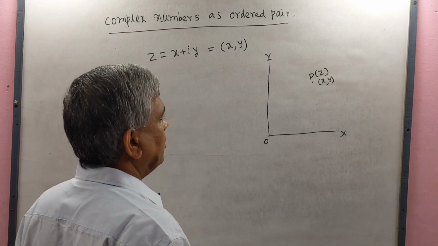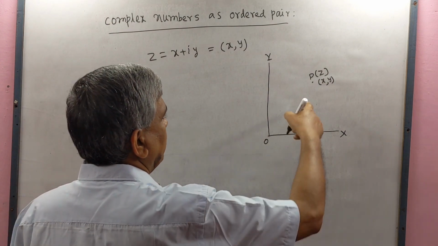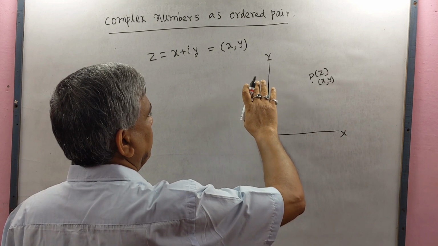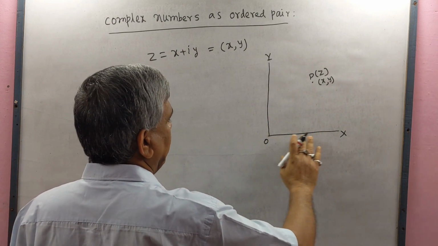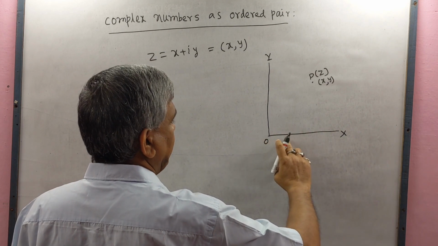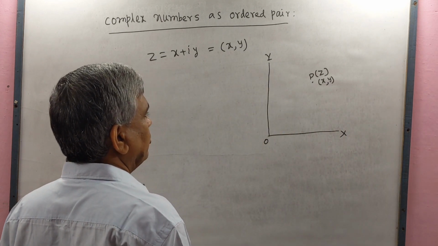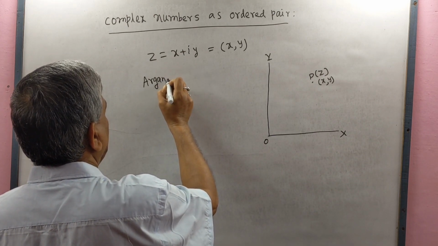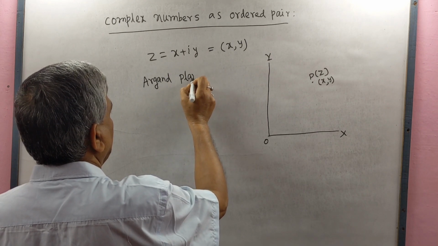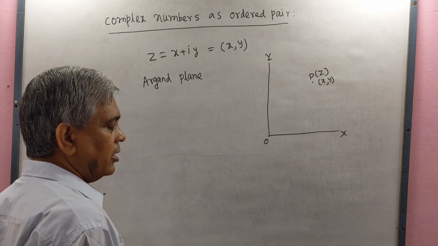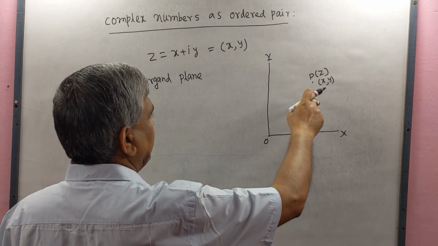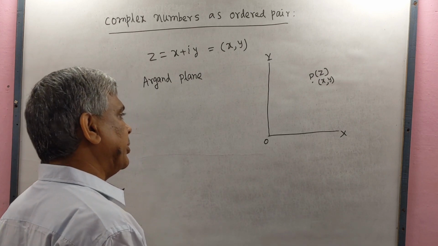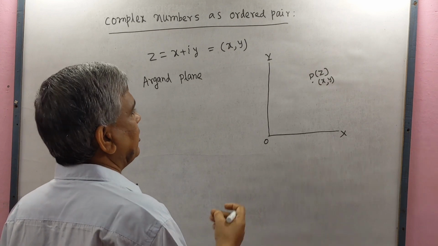Each point is represented by a complex number. This plane constituting this axis OX and OY is known as Argand plane. Any complex number is represented by a point on the Argand plane, and every point of the Argand plane may be represented by a complex number.